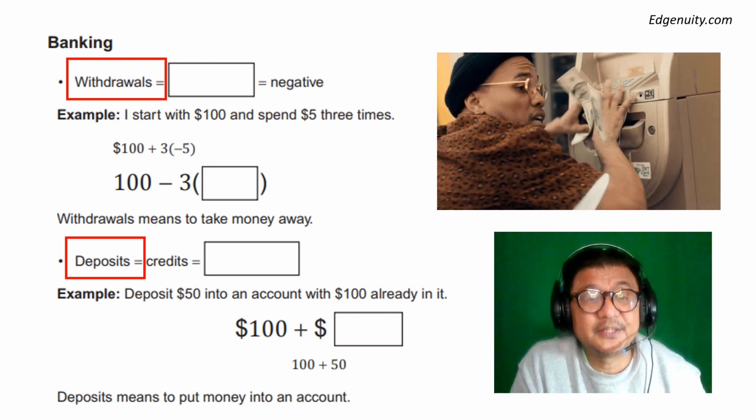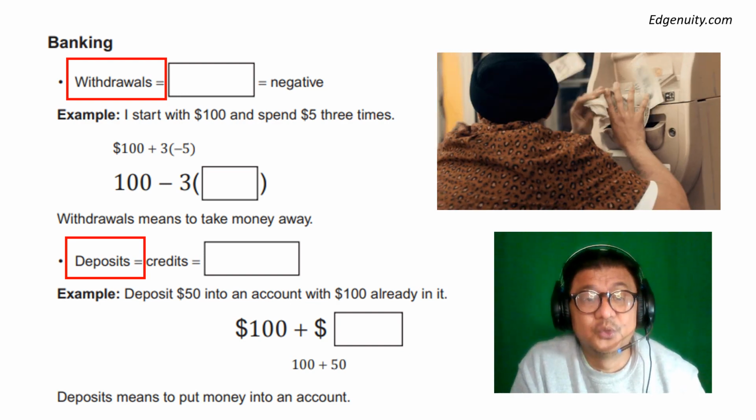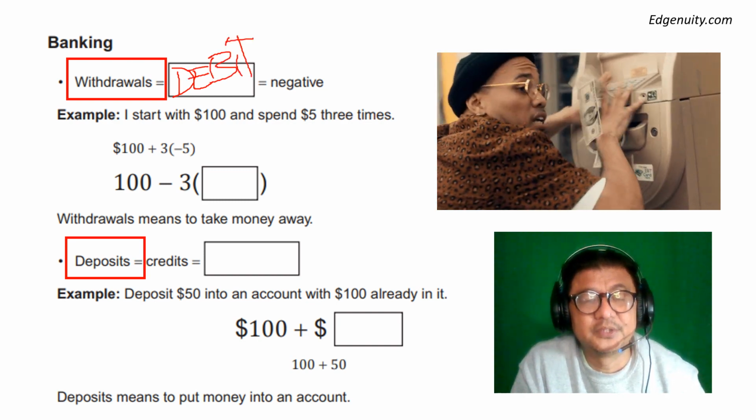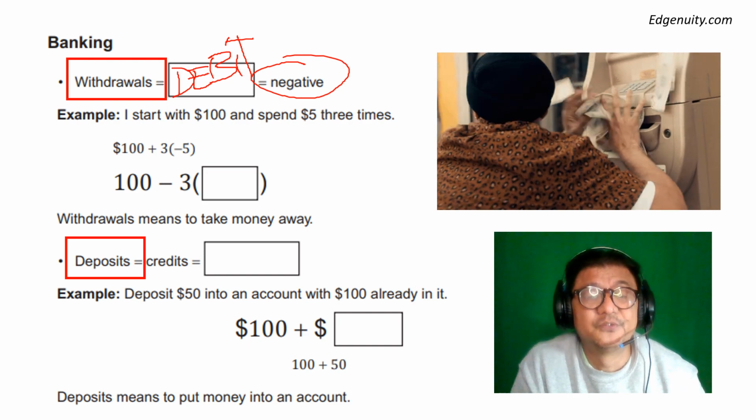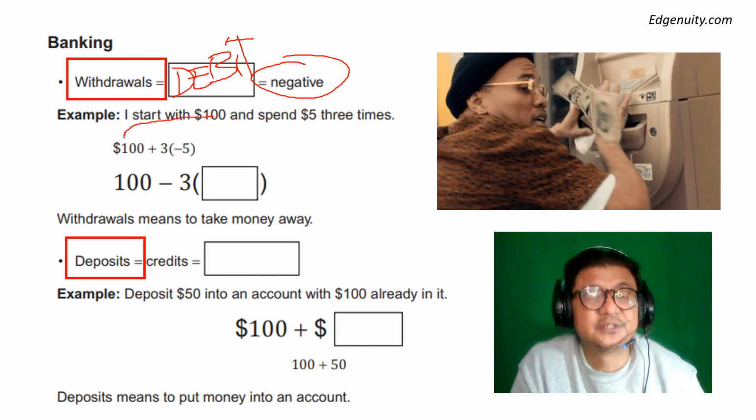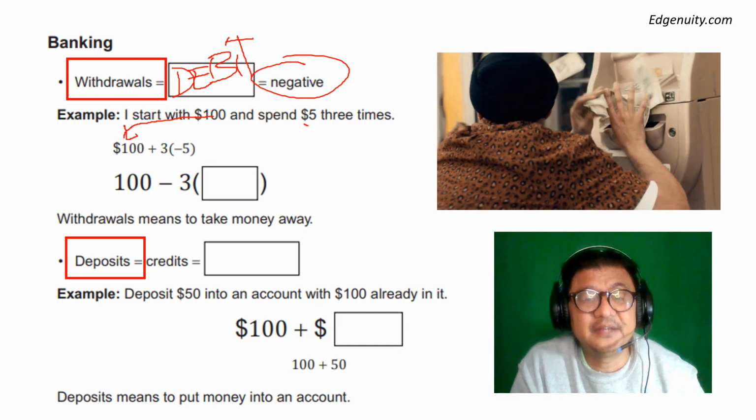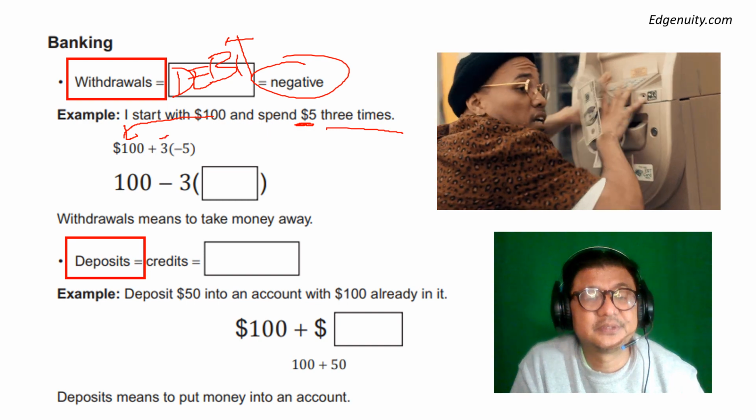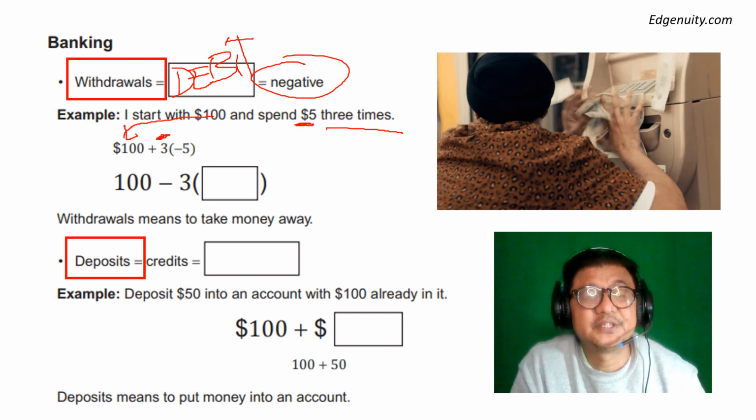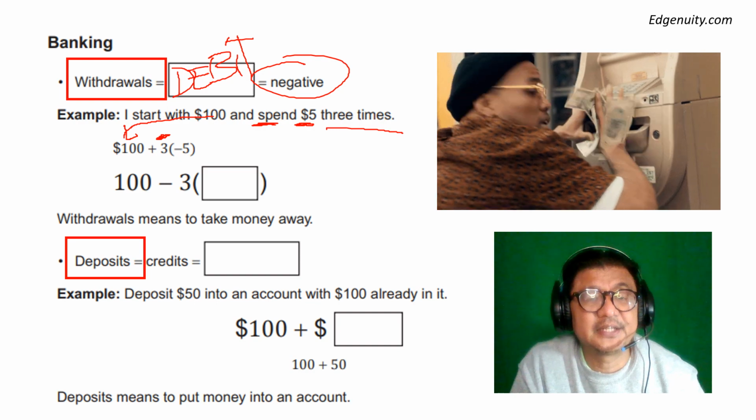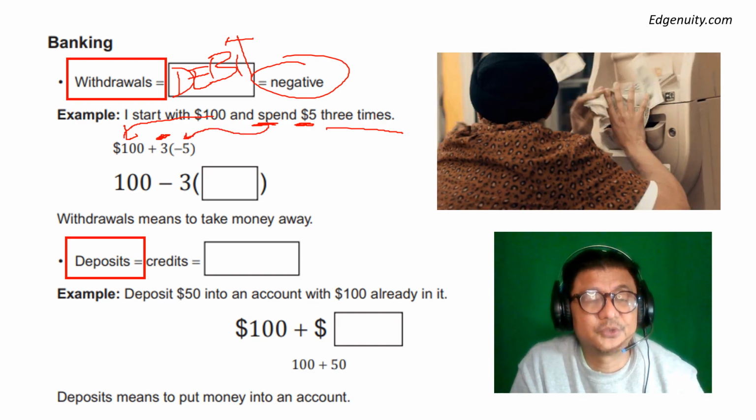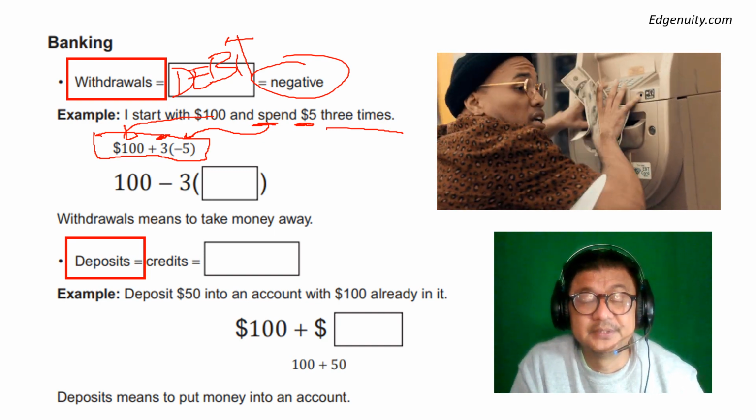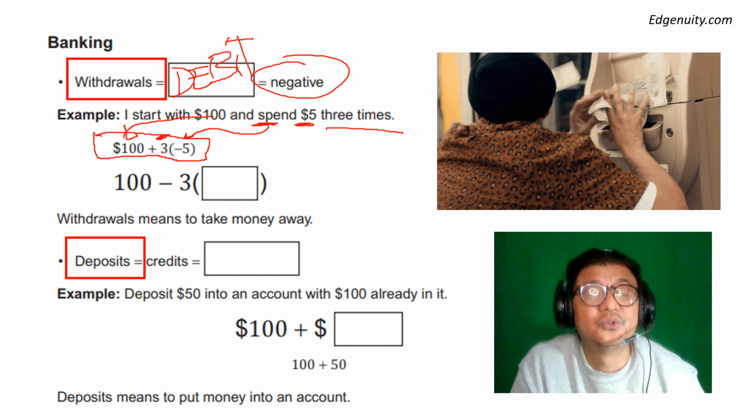In terms of banking, you will always see the word withdrawals. Withdrawals means debit, money going out, and that always means negative. For example, I start with $100. I spend $5 three times. So what did you write? 3 times is over here. Since spending money is negative, you could write -5. So this is a correct equation: multiply the -5 three times and then add it to 100.